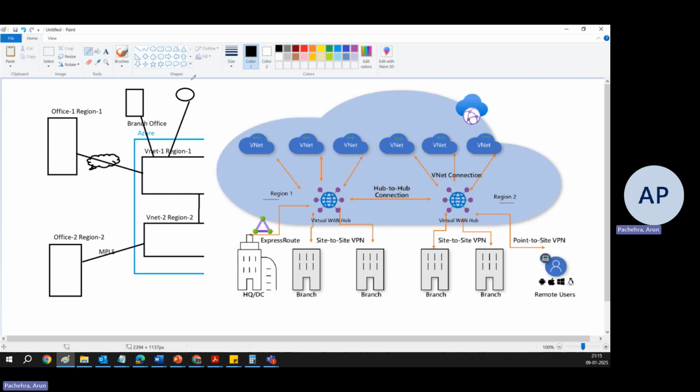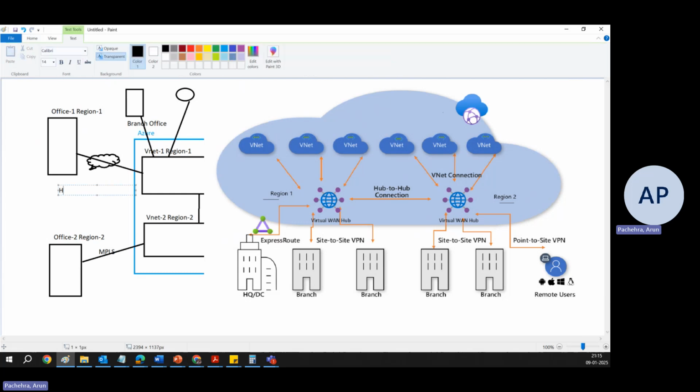Let me just summarize here. The problems that we have seen are the high latency problem, the performance problem, and the complex management, which has multiple small issues, policy-related issues, right? And Virtual WAN solves these problems through centralized connectivity, the Microsoft Global Backbone, unified management, integrated security, and of course, cost efficiency, right? So that's how Virtual WAN solves our problem.